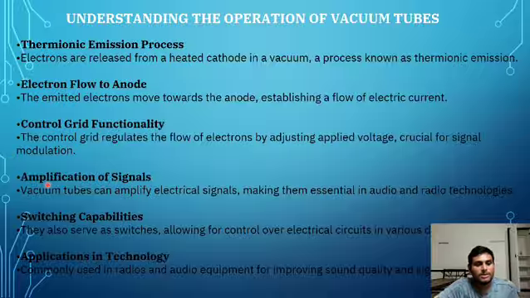Now we have fourth point, amplification of signals. So we know that if we can control the intensity of current inside the vacuum tube, we can amplify the signals. So basically, it was used as an amplifier of signals. Now it has switching capabilities also, and in application of technology, it was used majorly in radios, audio equipments, and other devices.